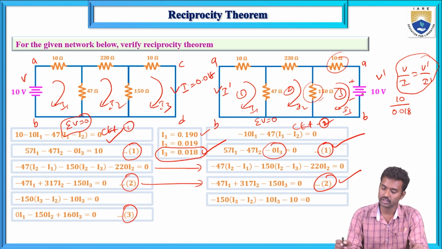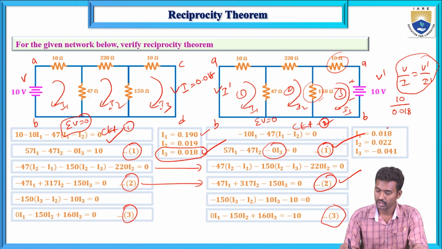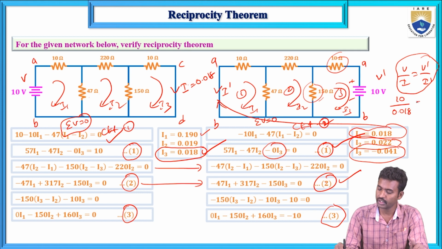This is plus and this is minus, that equals 0. There is 0 I1, so there is no impact on mesh 3. So 0 I1 minus 150 I2 plus 160 I3 equals minus 10. So equations 1, 2, 3. If you solve these three equations, you will get 0.018, and this 0.022, and this one is 0. This current and this current are the same.